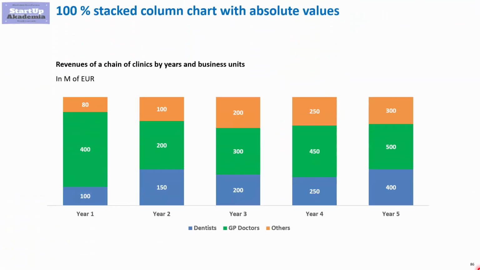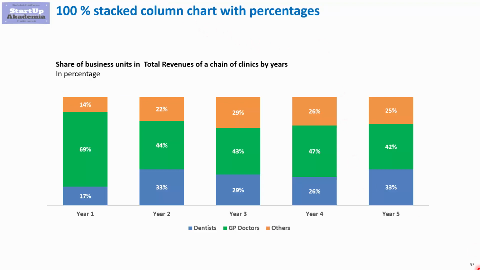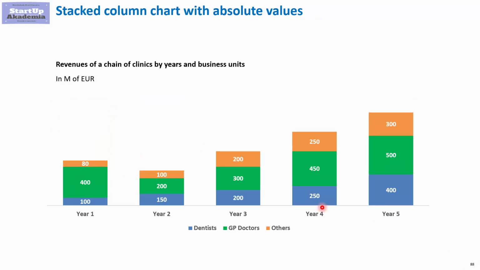We will go back to our example with the revenue of the chain of clinics. As you can see, we show it here in the form of a 100% stacked column chart with absolute values. Obviously, we can show it in the form of percentages as well. In some cases, you may also try to use the simple stacked column chart for this purpose. Obviously, it does not exactly reflect the structure, but it gives you an idea what is the relation of each and every item for every year. And it also gives you the overall trend.